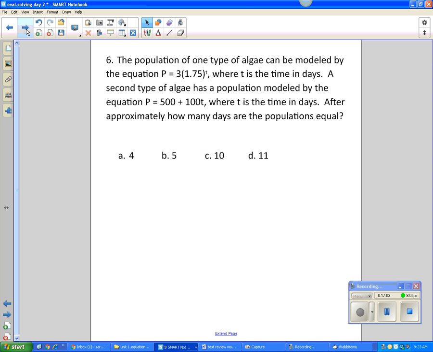All right, number 6, the population of one type of algae can be modeled by the equation P equals 3, parentheses 1.75 to the T, where T is the time in days. A second type of algae has a population modeled by the equation P equals 500 plus 100T. After how many days are the populations equal?